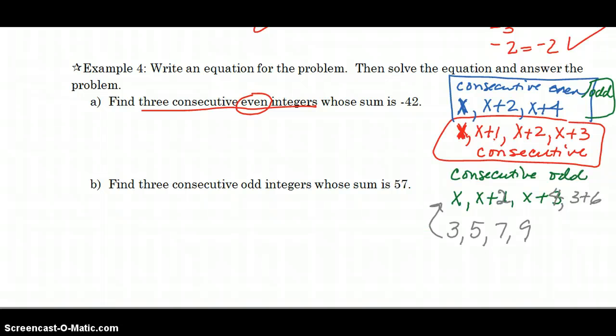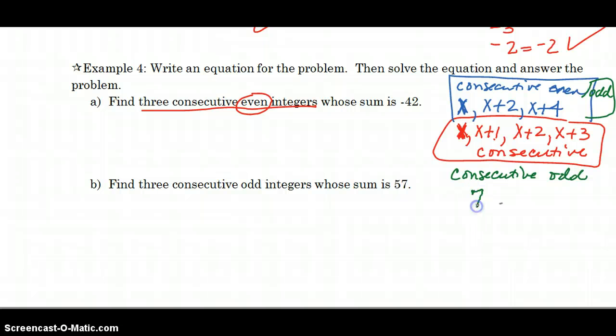Because go back and check. Let's erase and check. If I plugged in an odd number, let's say 7, and I need the next one to be 9, 7 plus 2 makes 9. 7 plus 4 makes 11, and so on. So these are some things you're going to need to commit to memory. If it's just consecutive integers, then it's plain old x, x plus 1, x plus 2, x plus 3. If it's consecutive even or consecutive odd, it's x, x plus 2, x plus 4.